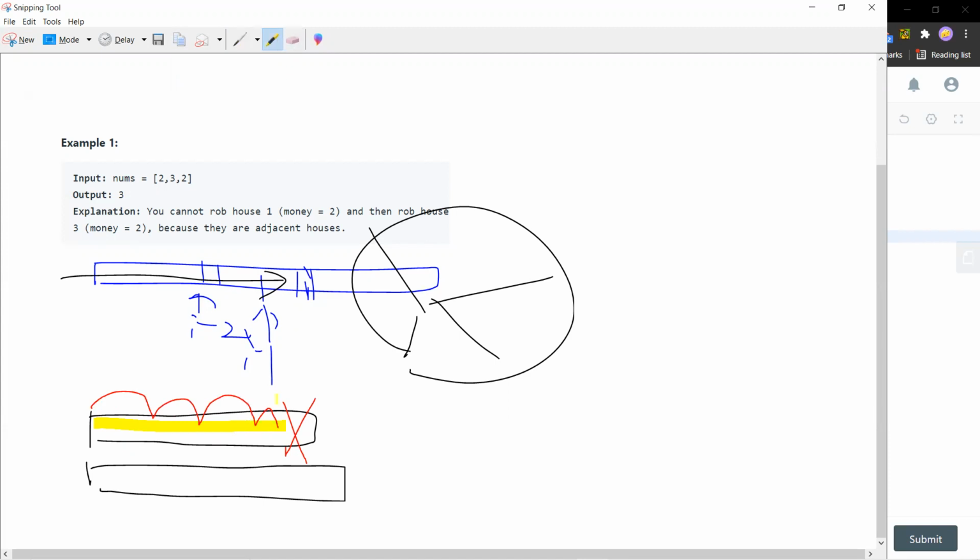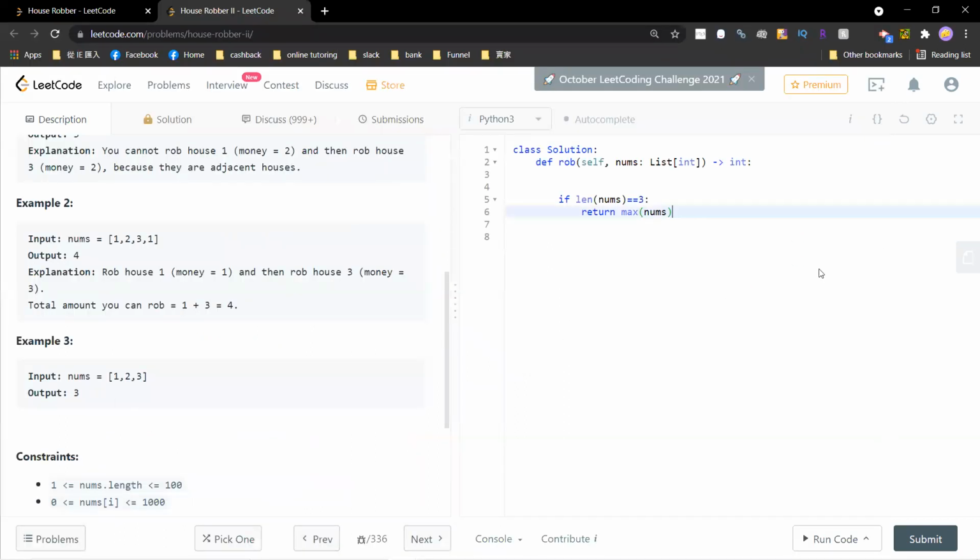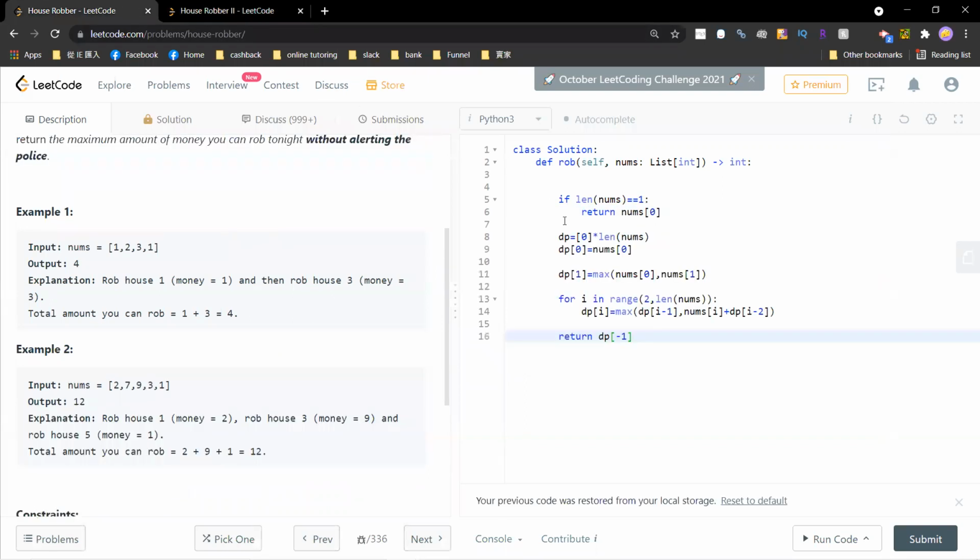For the second array, I remove the first one, and I take it. Then take the maximum of these two, and you can easily decide that this must be the answer, because for the final one and the first one, I can only choose one of them. So the possible answer must be the maximum of these two. Once you understand this, then House Robber 2 is simple.